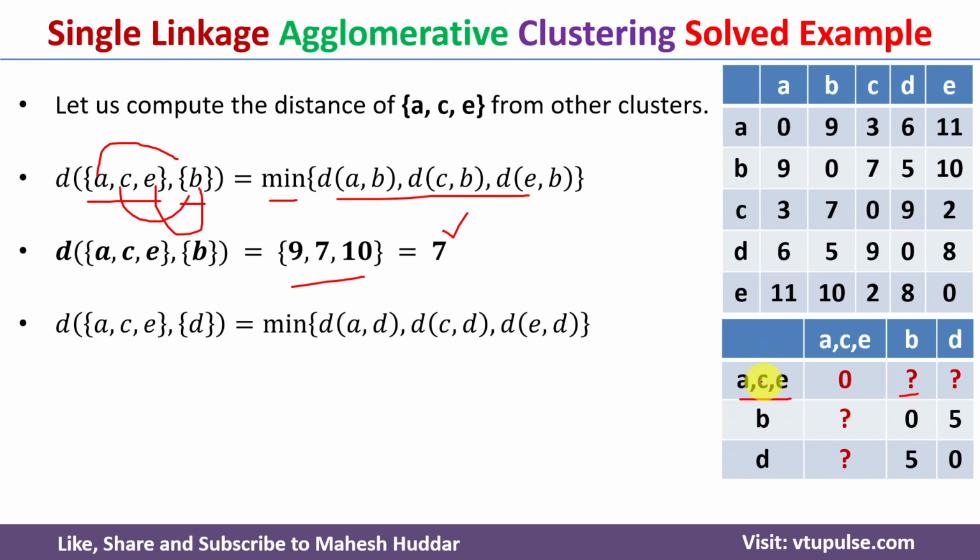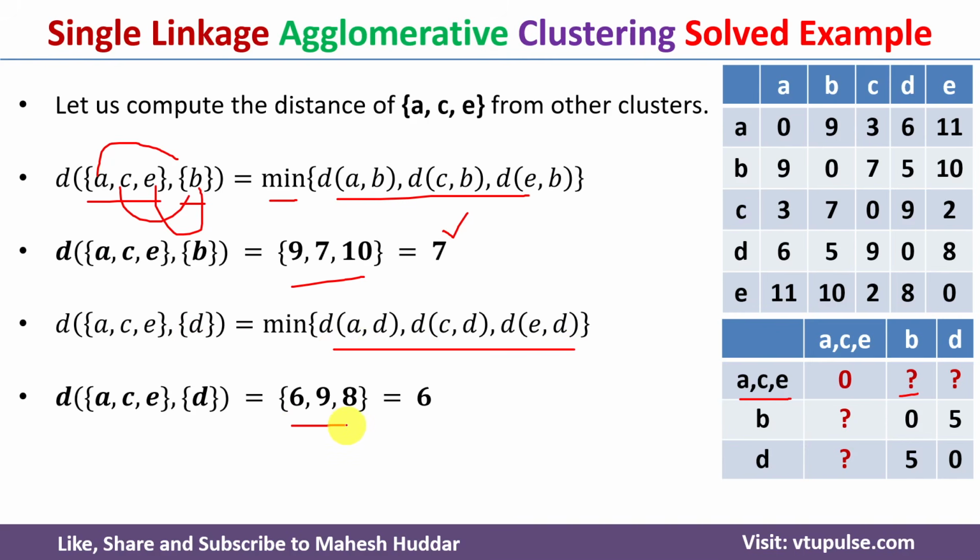Similarly, we will calculate the distance from cluster ACE to D here. That is nothing but the minimum distance from A to D, C to D, and E to D here. We know all these distances, that is 6, 9, and 8. Minimum among these three is 6 here. So the distance between cluster ACE and D is equivalent to 6 here.